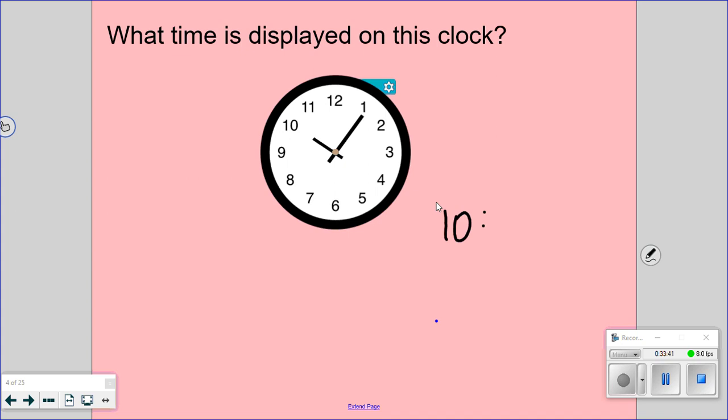10. These 2 dots signify I'm now going to change my unit. I'm going to talk about minutes. My minute hand is pointing at the 1. Does that mean 1 minute? No. What does that mean?